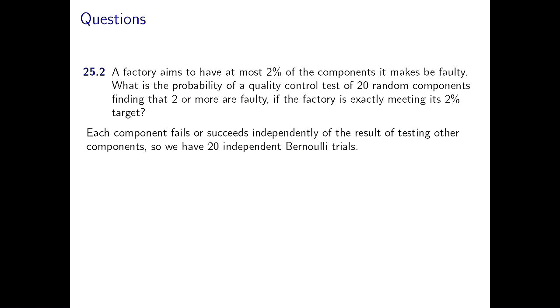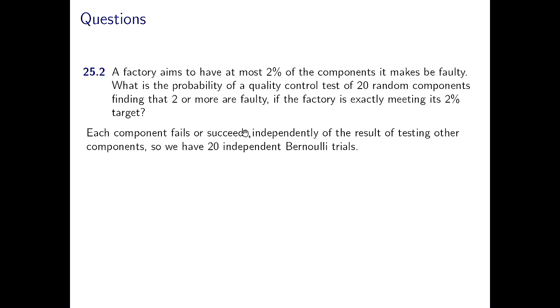Okay, so another question. A factory aims to have at most 2% of the components it makes be faulty. Every day, it does a quality control test of 20 random components. What's the probability that 2 or more of these will be faulty if it's doing exactly what it says it will, if it's exactly meeting its 2% target?